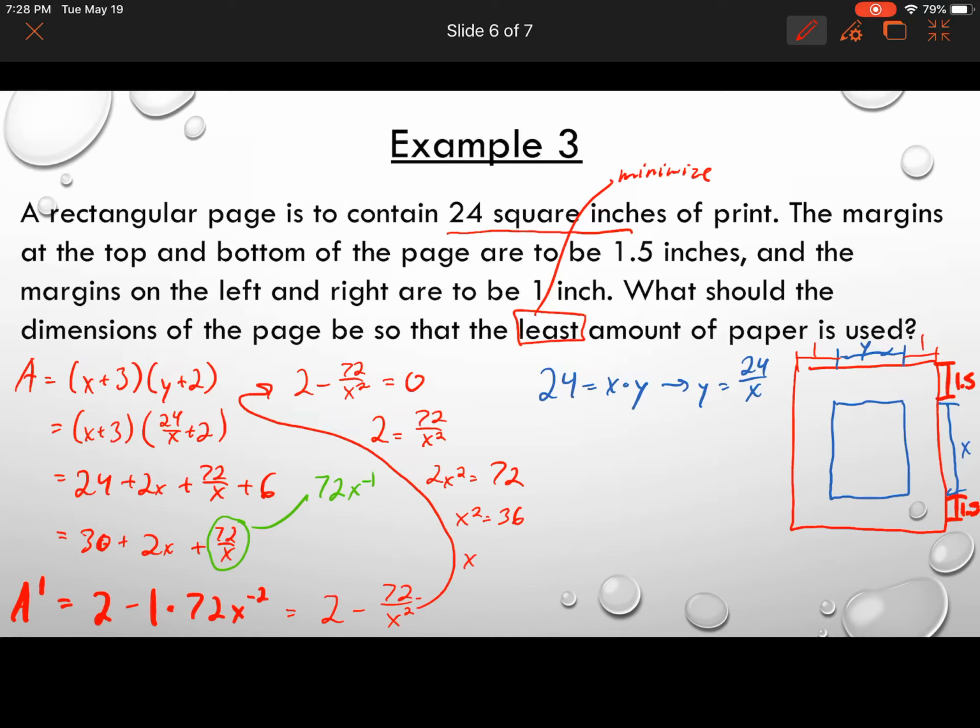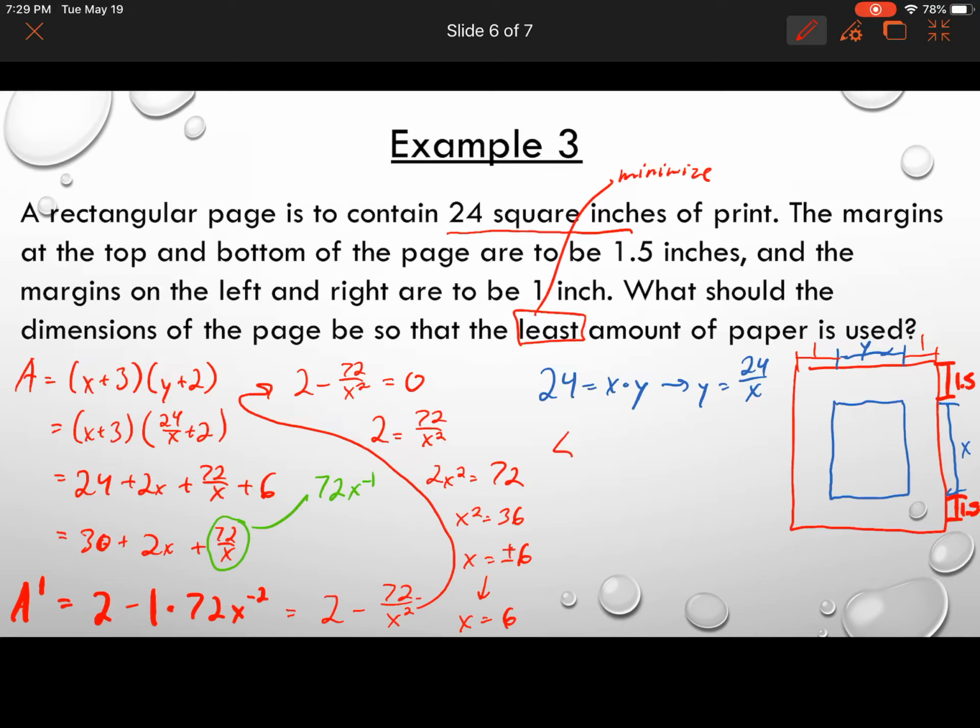And finally, just take the square root. So x is equal to the square root of 36, and the square root of 36 is plus or minus 6. Now, we have two answers here, but the only one we care about, similar to that first example we did yesterday, is x is equal to 6. The dimensions of the paper cannot be negative. Hence that negative 6, just remove it.